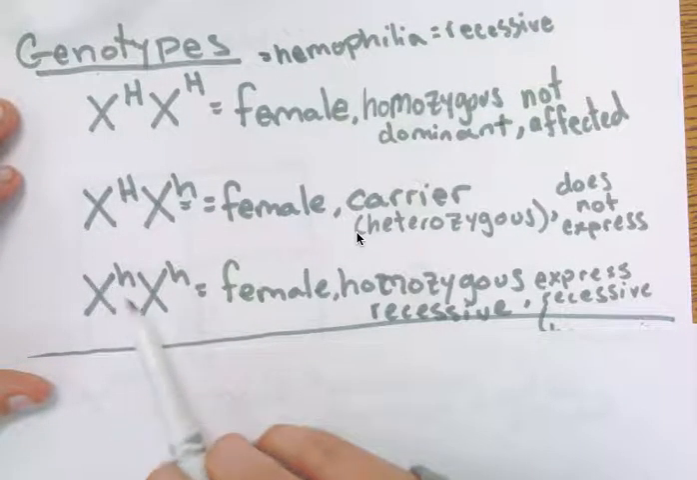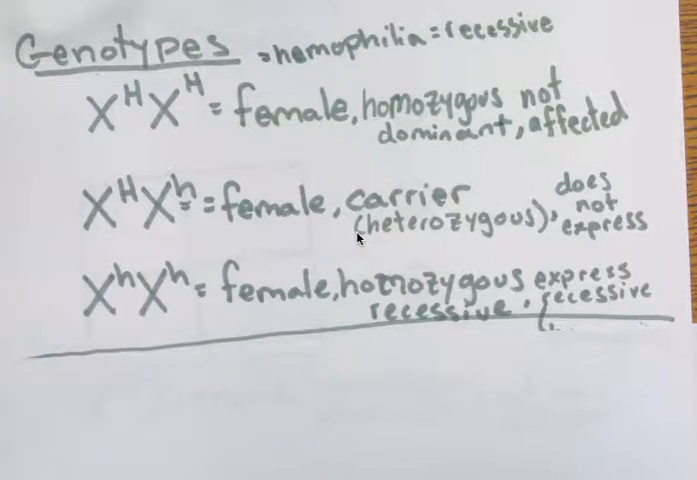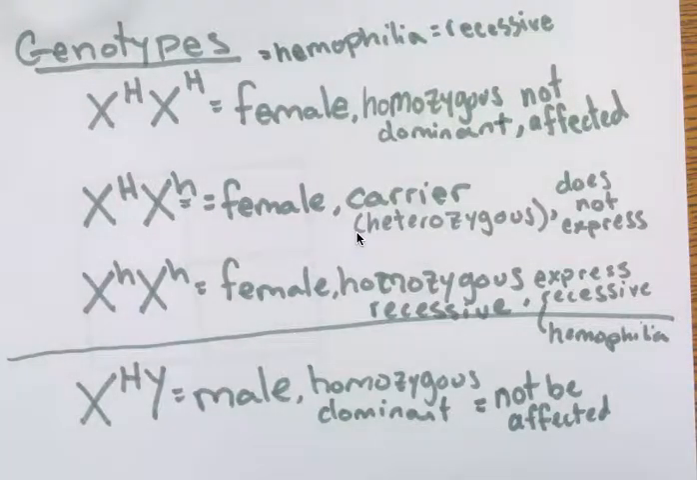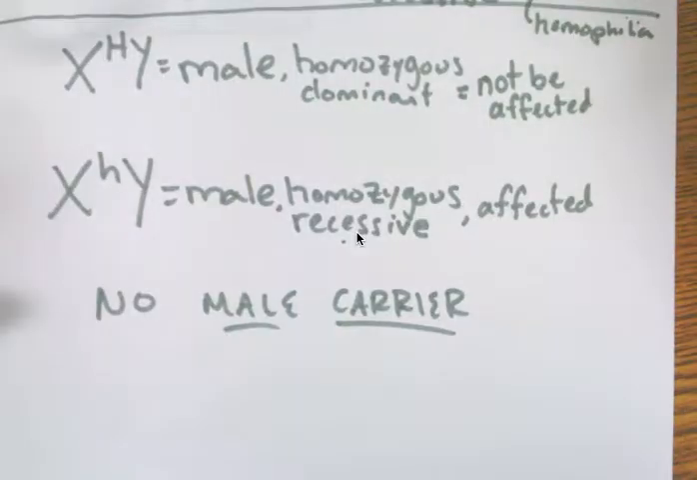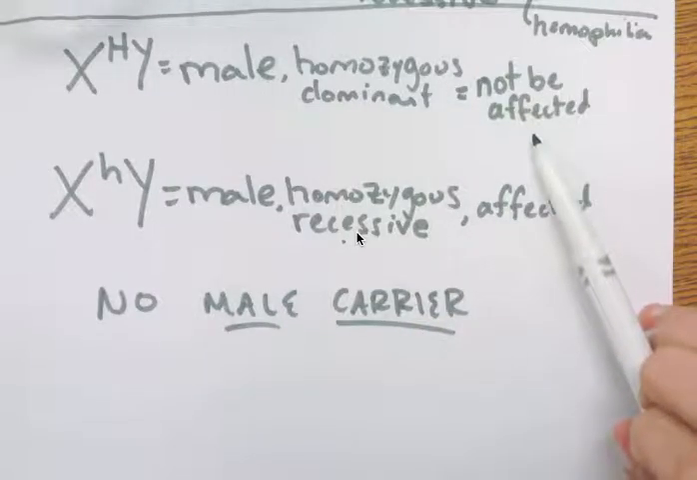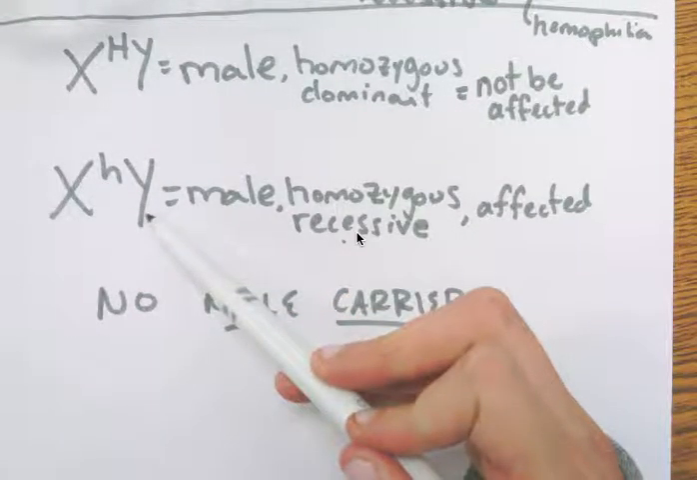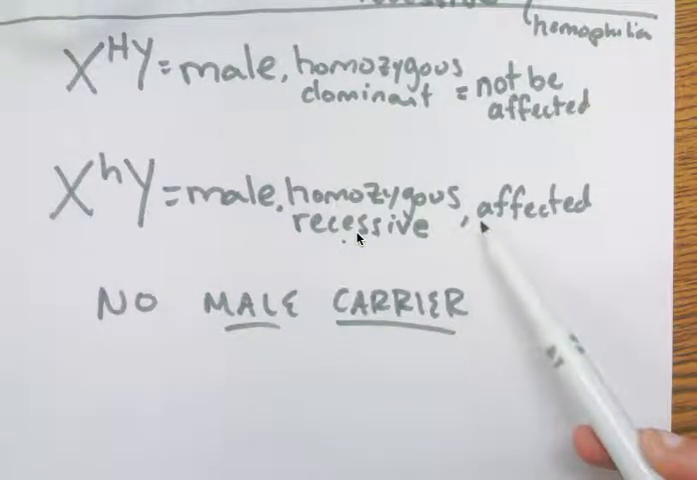And then we have X little h X little h, a female again, homozygous recessive. They would express that recessive trait, in this case hemophilia. This would be an affected individual. So there's three options for genotypes if you're a female with X-linked traits. With males, it's a tiny bit different. Remember males are XY. So X big H Y, that would be a male with a dominant allele. He would not be affected. This would be normal. Or X little h Y, male, with only one recessive allele, and this individual would be affected.